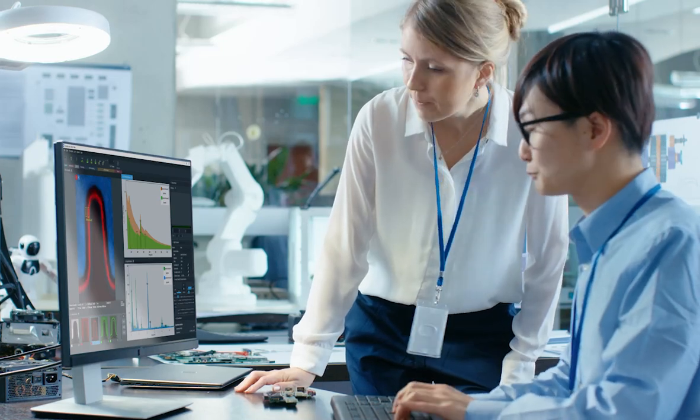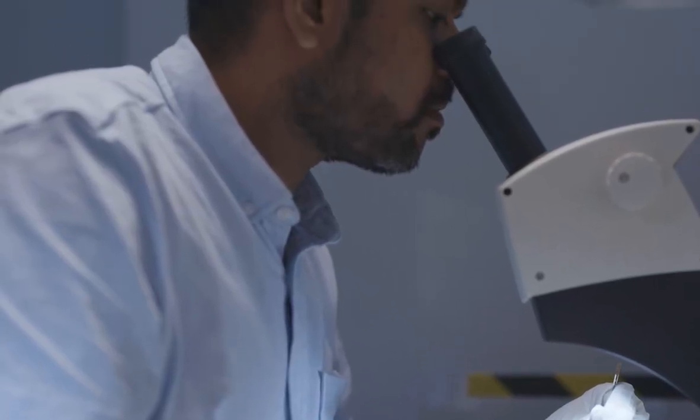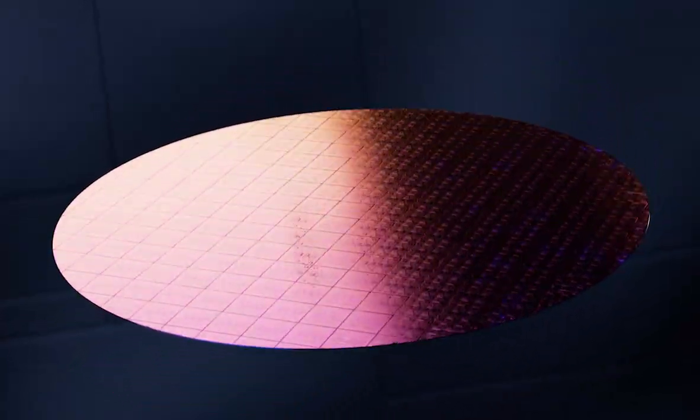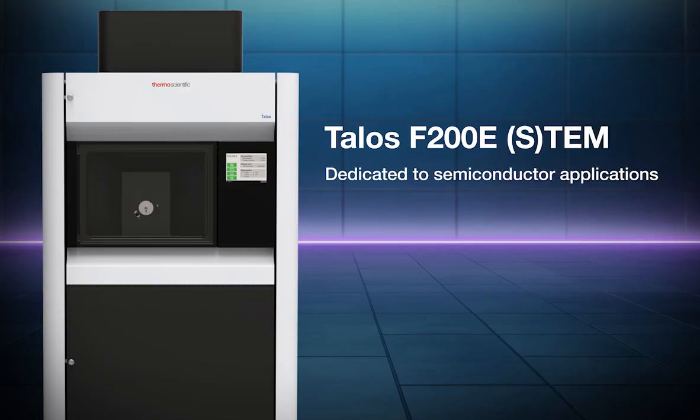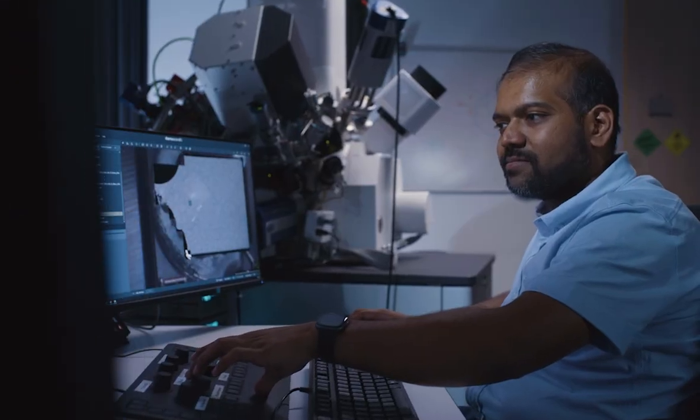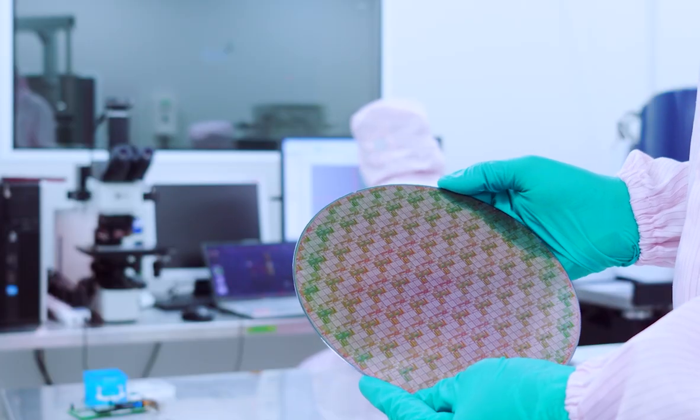Failure analysis labs face increasing demands for reliable, atomic-level insights, without compromising productivity. The Thermo Scientific Talos F200E STEM offers a powerful solution that is dedicated to semiconductor applications. It's an ideal choice for labs of various sizes, at multiple stages of technology development.